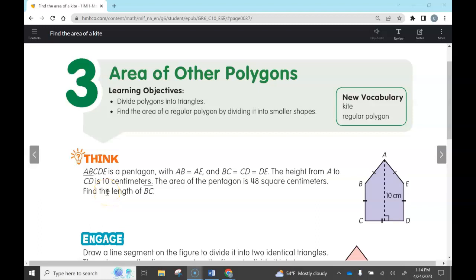Hello everyone, I'd like to welcome you to this video titled Area of Other Polygons. What I would like for you to do is get out your Math in Focus books and turn to page 191. Get out your math journal, pencil, and you'll need a calculator with this as well.